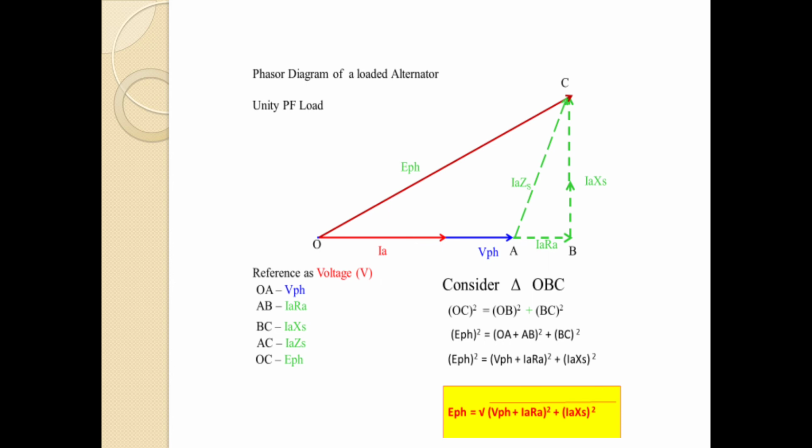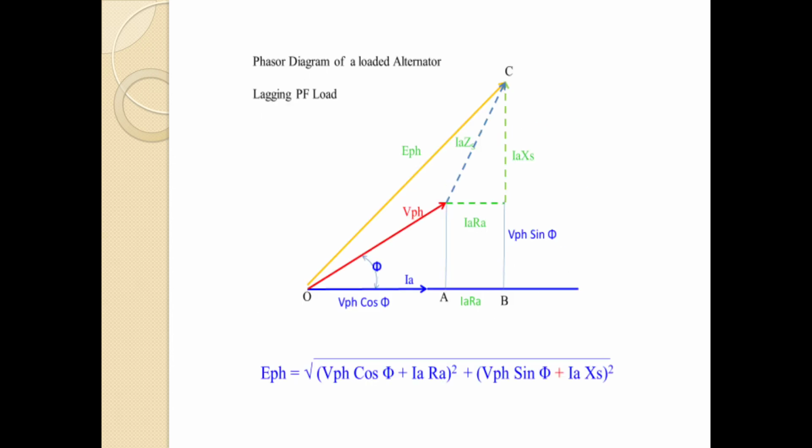Next, lagging power factor phasor diagram. For the lagging power factor phasor diagram, E phase equal to root of the same, but with small changes: (V phase cos phi plus Ia Ra) whole square plus (V phase sin phi plus Ia Xs) whole square.